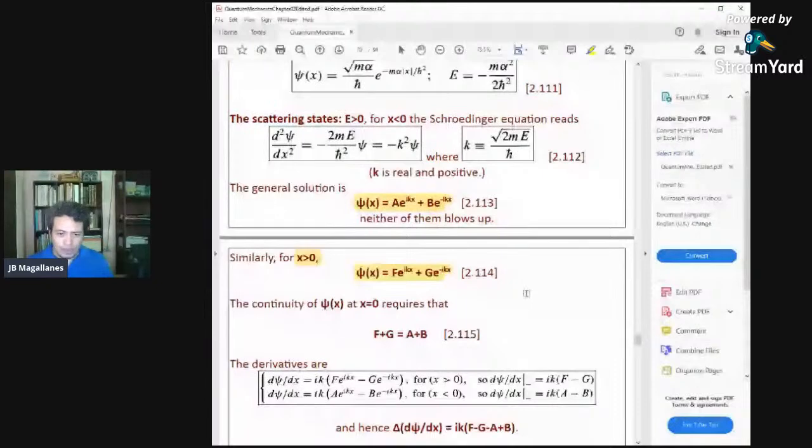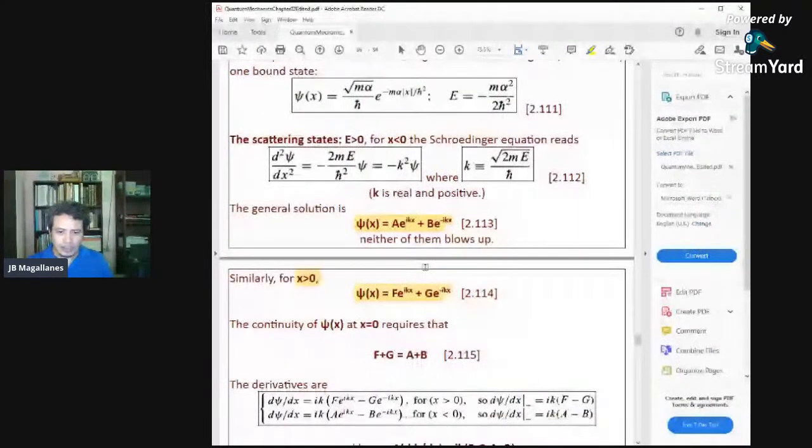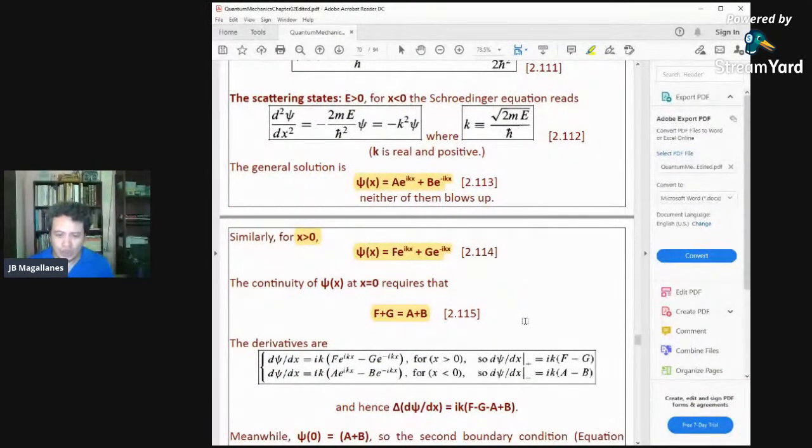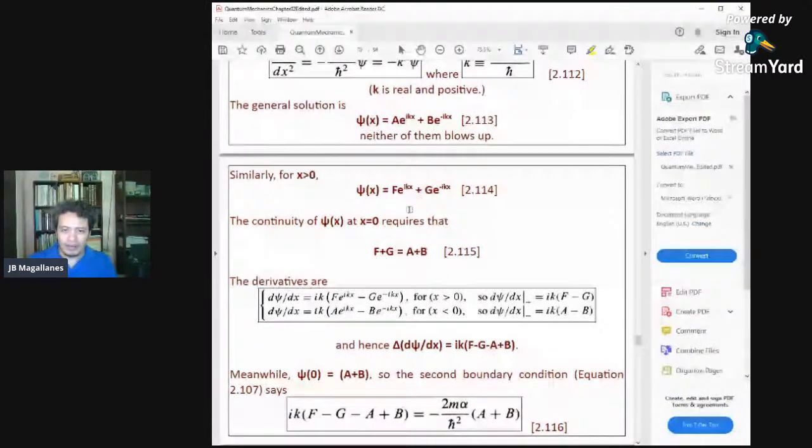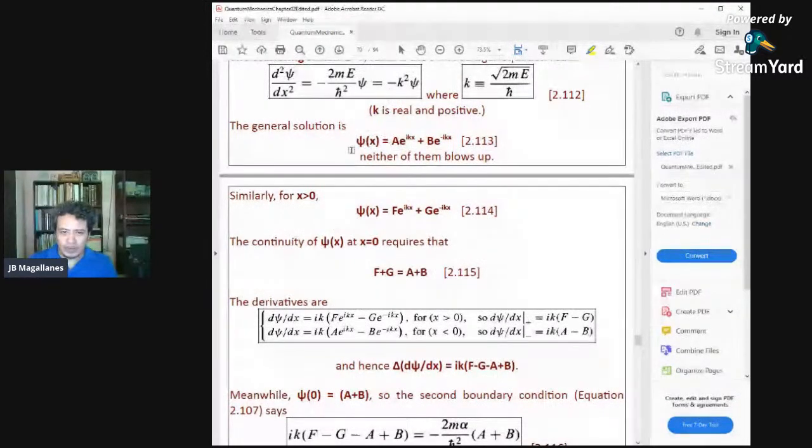But at x equal to 0, e to the 0, e to the negative 0, e to the 0, they will just give you this expression. So f plus g is just equal to a plus b at the boundary x equal to 0. So the derivatives with respect to x of this one, and the derivative with respect to x of that one, will just give you this one. This is for x equal to 0, and this is for x less than 0.